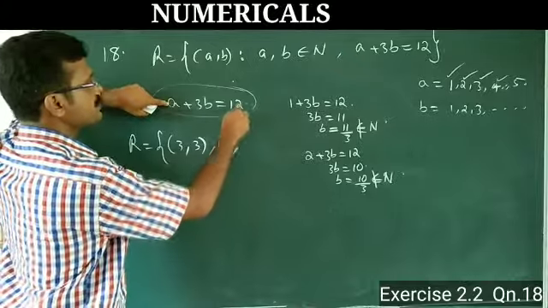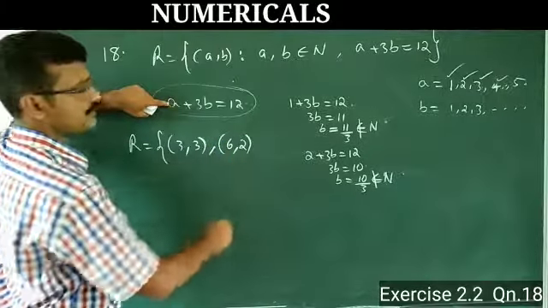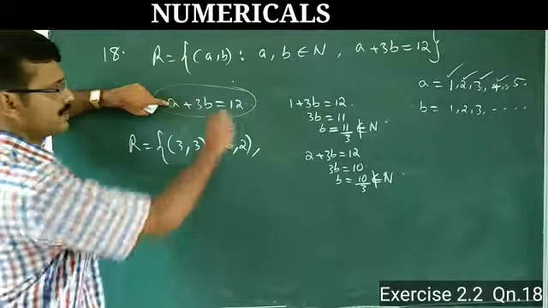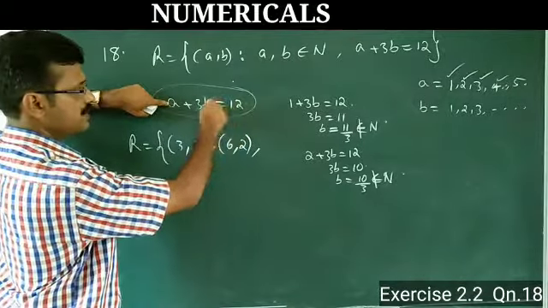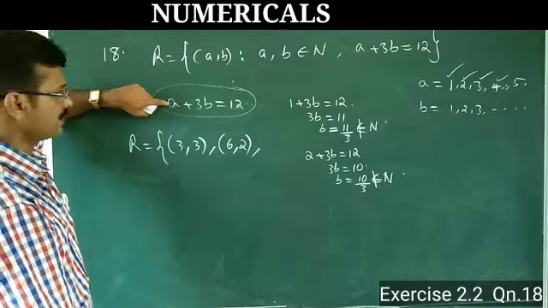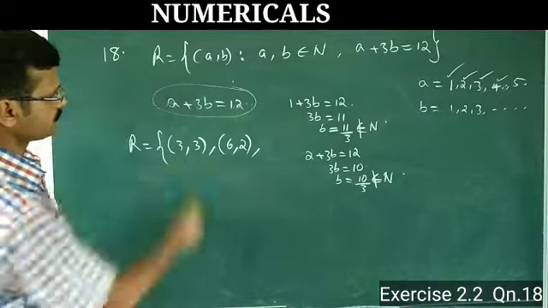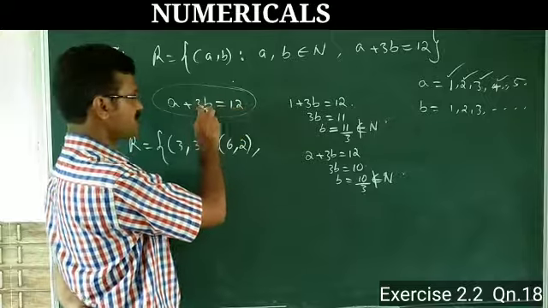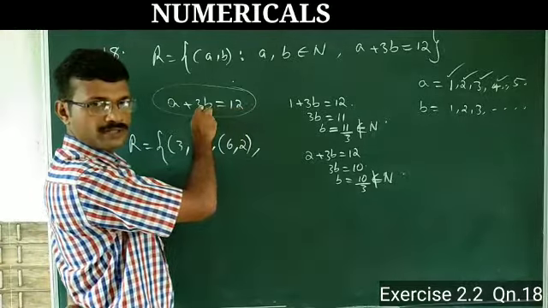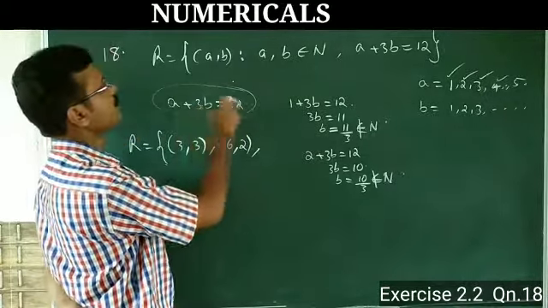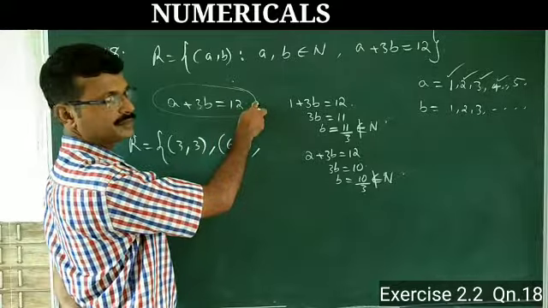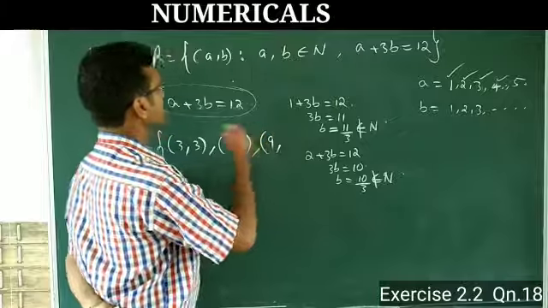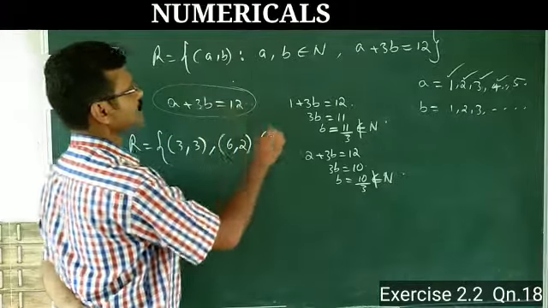6 by 3 is 2, which is a natural number. It is possible. Now 7: 12 minus 7 is 5, and 5 by 3 is not a natural number. Not possible. 8: 12 minus 8 is 4, and 4 by 3 is not a natural number. 8 is not possible. 9: 12 minus 9 is 3, and 3 by 3 is 1, a natural number. So if I put 9, b is coming 1.